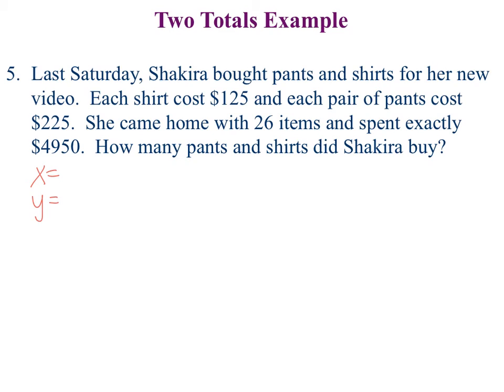So our question is definitely asking us for pants and shirts, so we're going to go ahead and make our variables be pants and shirts. And if you ever want to use like P for pants and S for shirts, that's fine. I usually default to X and Y unless it's money.